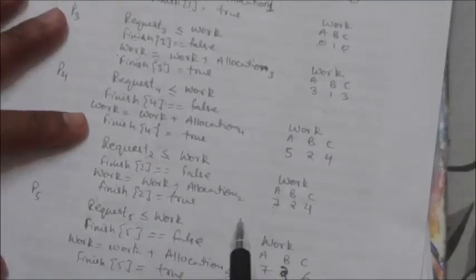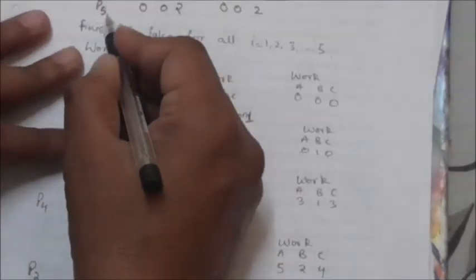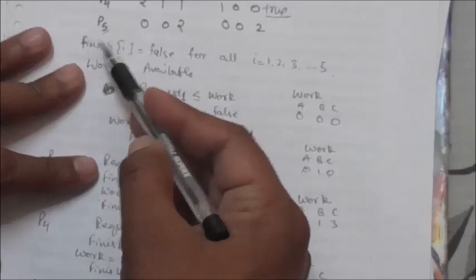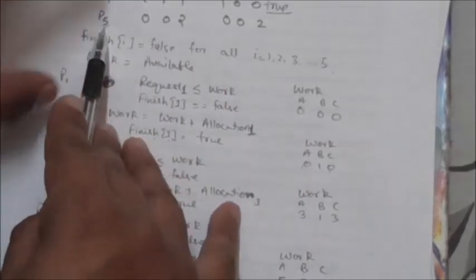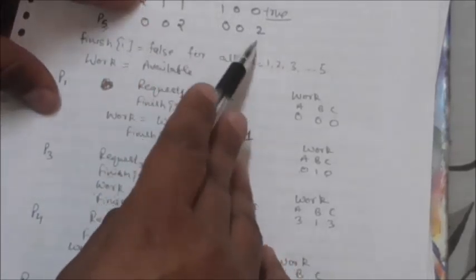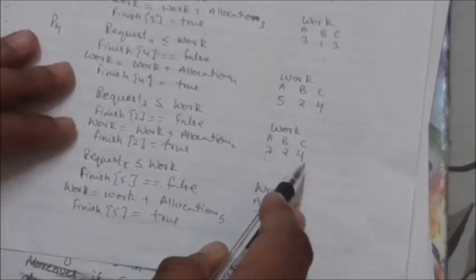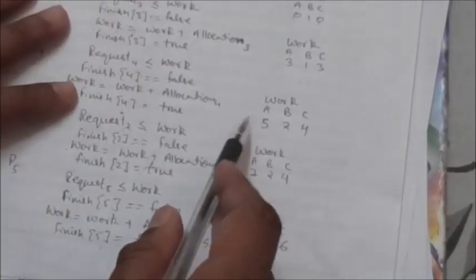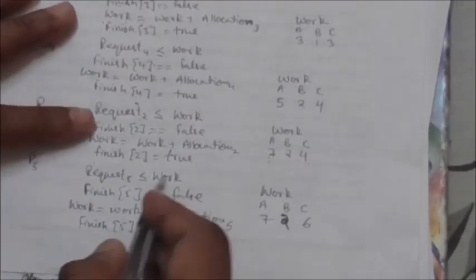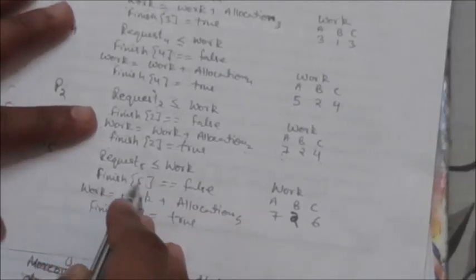Again, we need to find the index I which will satisfy the two conditions which are specified in step 2 of algorithm, right? So here we will consider the index 5, because at index 5 in finish vector the value is false, and also the fifth row of request matrix satisfies the condition that its value is less than or equal to work, right? Now you can see that value of work vector is 7 2 4, and the fifth row of request matrix is 0 0 2. So it satisfies the condition that its value is less than or equal to work, and also in finish vector the value at index 5 is false.